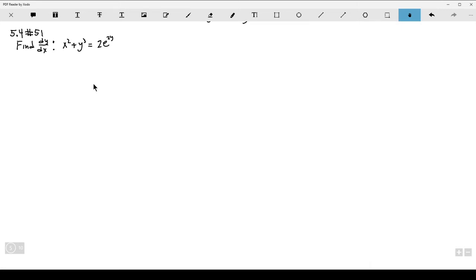Okay, so we had two questions that I didn't have time to get to during class, so let's do them now. The first one was from section 5.4, number 51, and it was an implicit differentiation problem. Find dy dx, find the derivative implicitly of this equation here.